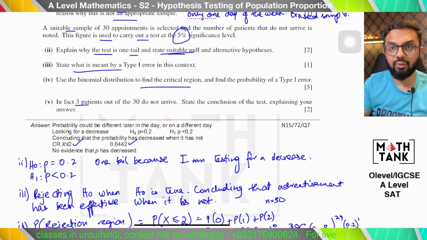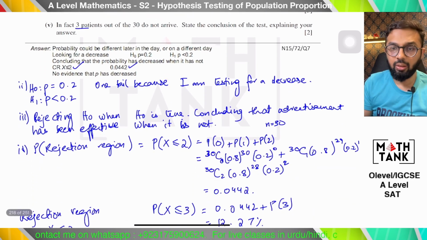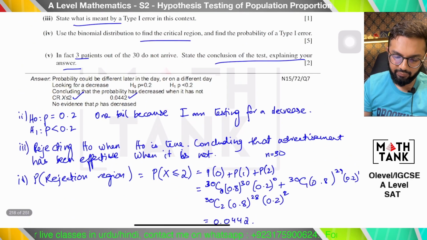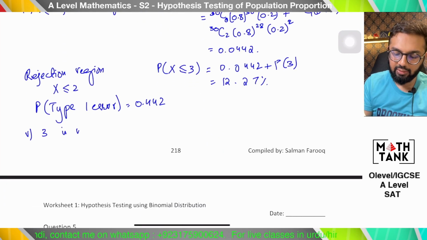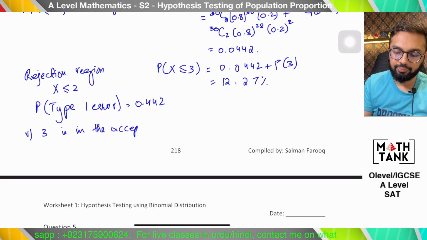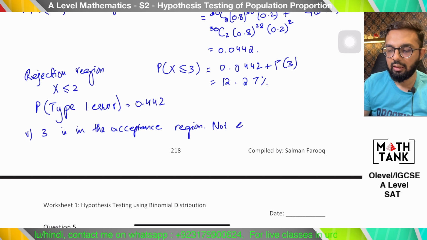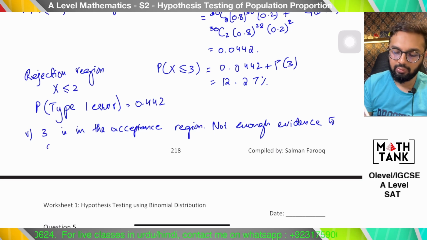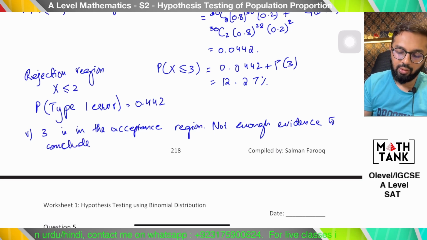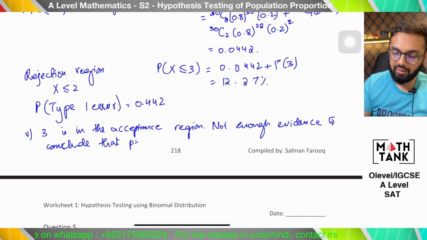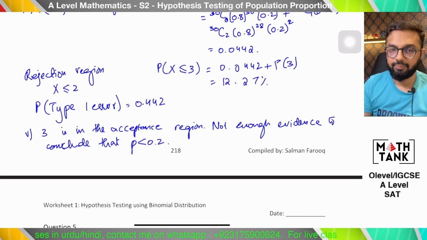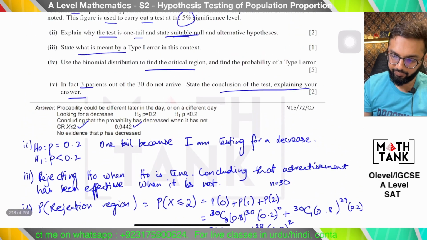Then it says, in fact, 3 patients out of 30 do not arrive. I've calculated the probability of 3. State the conclusion of the test, explaining your answer. So I'm going to say that 3 is in the acceptance region. So there is not enough evidence to conclude that p is less than 0.2.